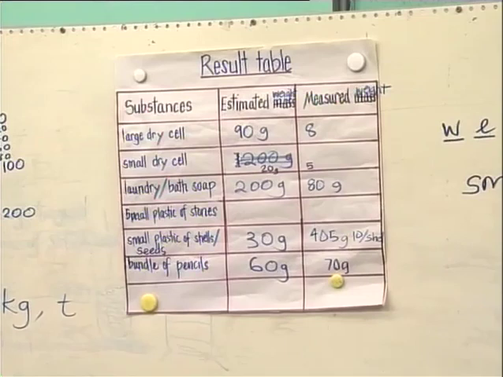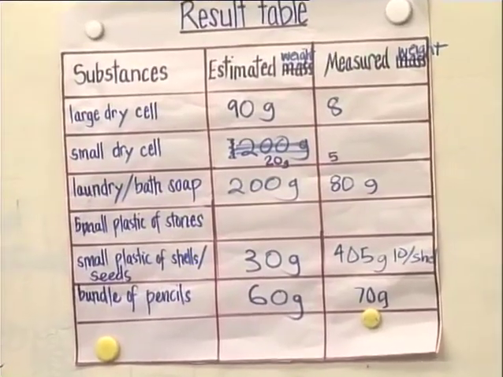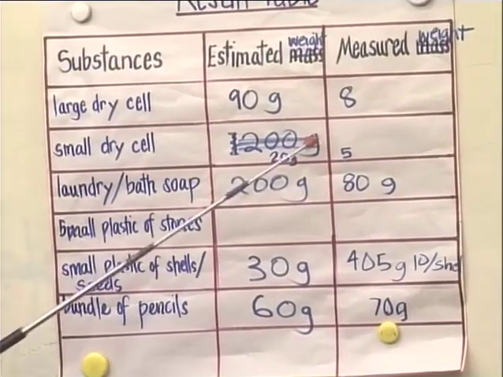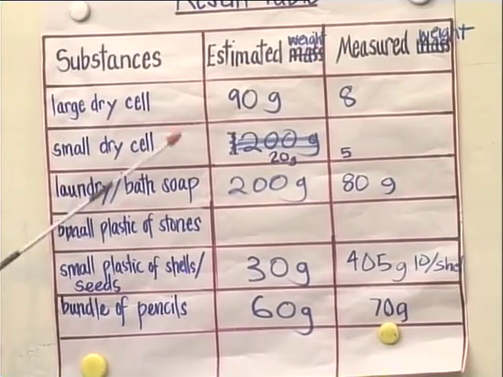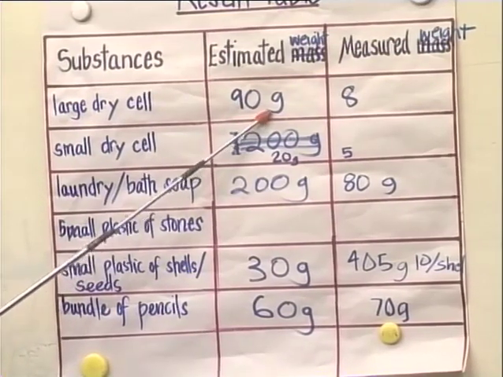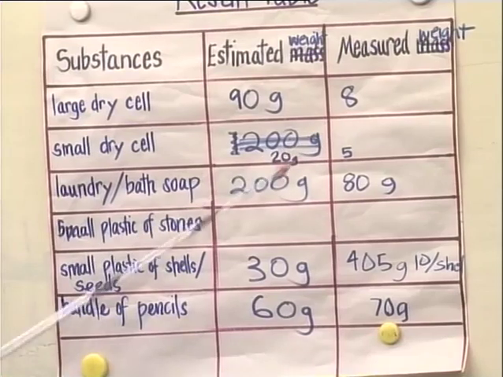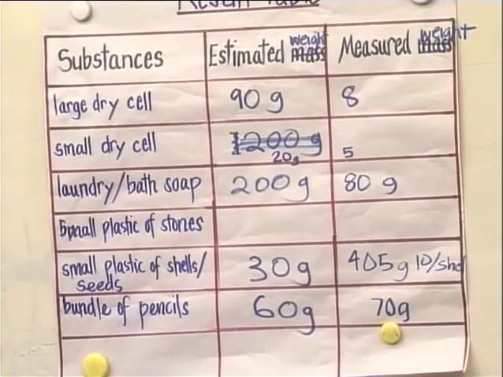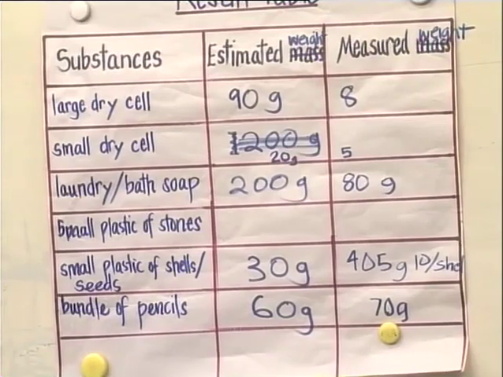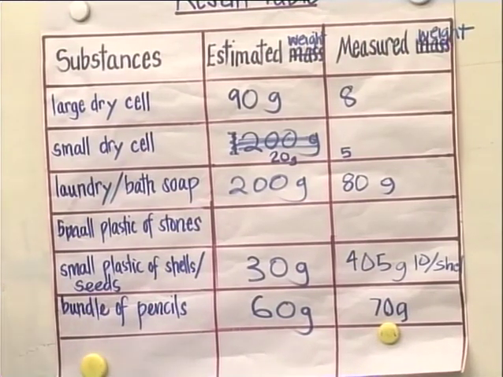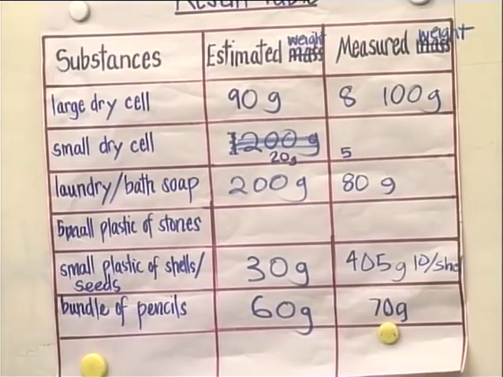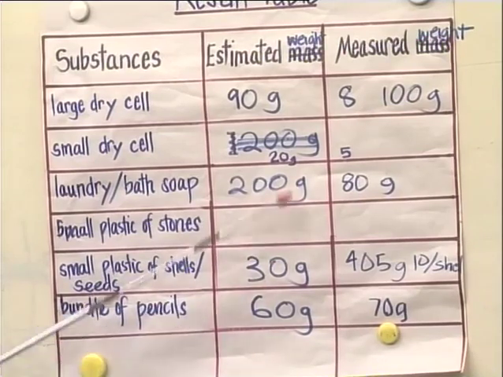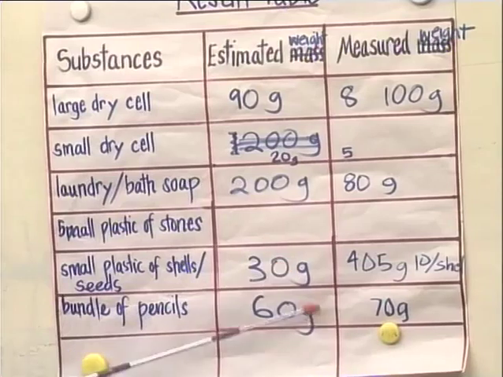Receiving students, you can compare yours. The predicted weight for the dry cell was 8 grams. Do you all agree? Those others you measured? Sorry, the predicted one was 90 grams and the measured one is 8 grams. It should have been 100. Okay, if you have 101 or 100, then it's correct. All right, the others, as you can see, 5 grams, and the list goes down.